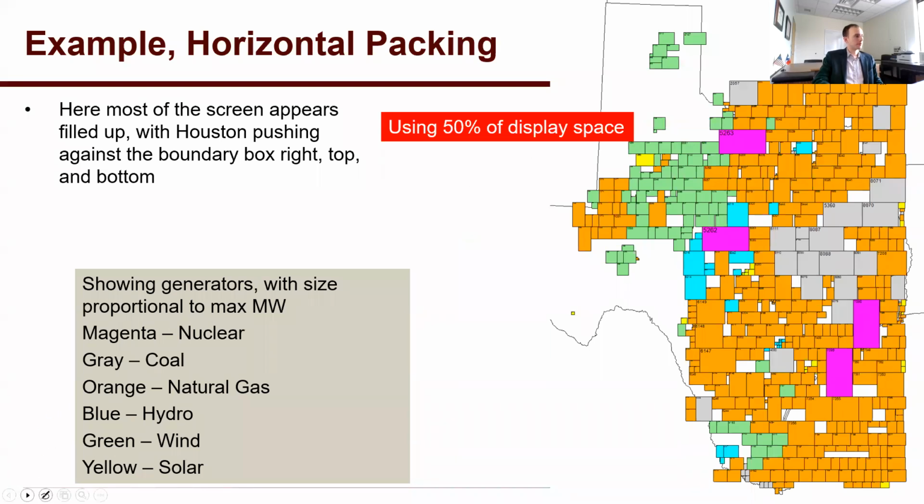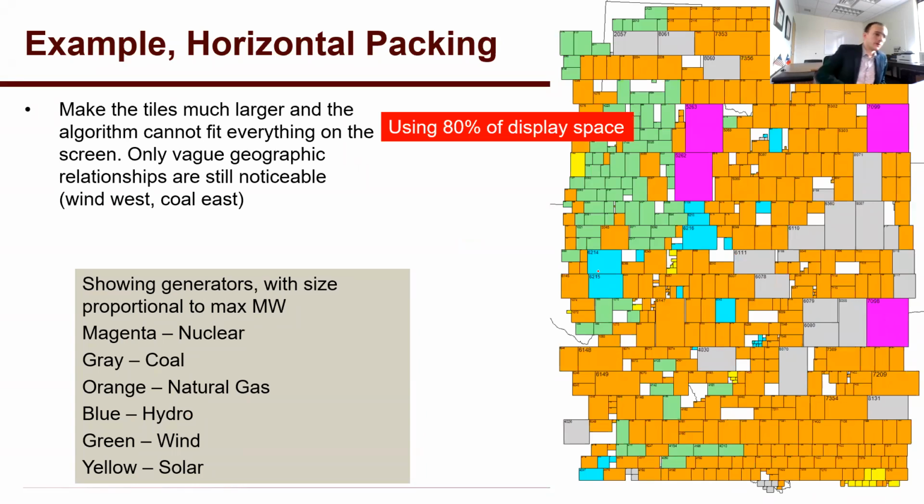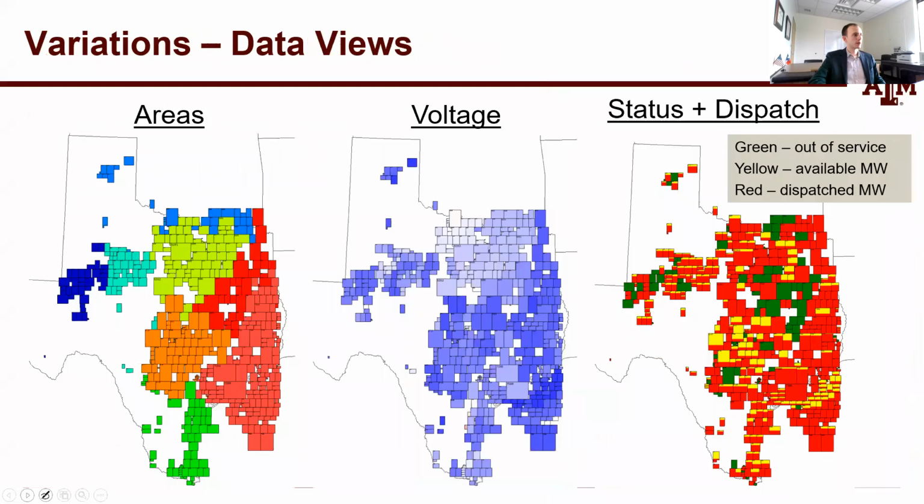I think I even have an 80% one as well. So you can make them as big as you want, to show the whole system in one view, or use pretty much the whole display space. You can't really make it any bigger without going outside the bounds. And you can still see somewhat coal in the east, somewhat wind in the west, and it shows the different generators there, somewhat geographically, but not overlapping. And that's the idea of this horizontal packing algorithm.